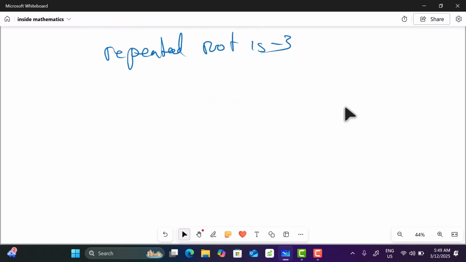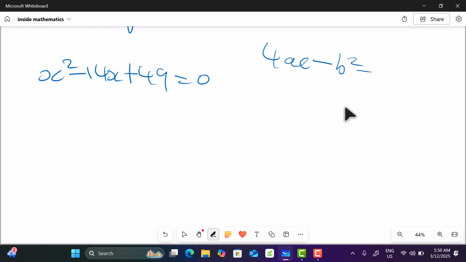So we're going to solve our last equation by perfect square factorization. Let us take a look at x squared minus 14x plus 49 equals 0. We want to factorize by the perfect square method. And we say a perfect square can only happen when 4ac minus b squared is equal to 0.